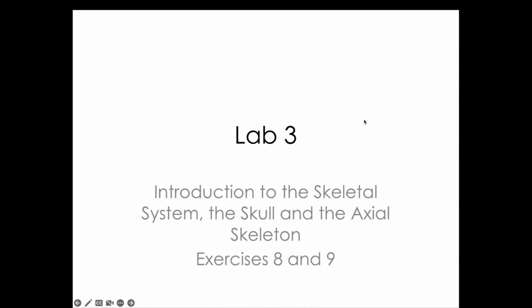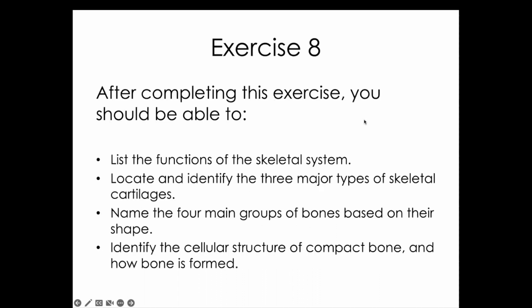So this is lab 3. Today we're going to go over an intro to the skeletal system, the skull and the axial skeleton. For exercise 8, you're going to need to be able to identify the functions of the skeletal system, locate and identify the 3 major types of skeletal cartilages, name the 4 main groups of bones based on their shape, and identify the cellular structure of compact bone and how bone is formed.